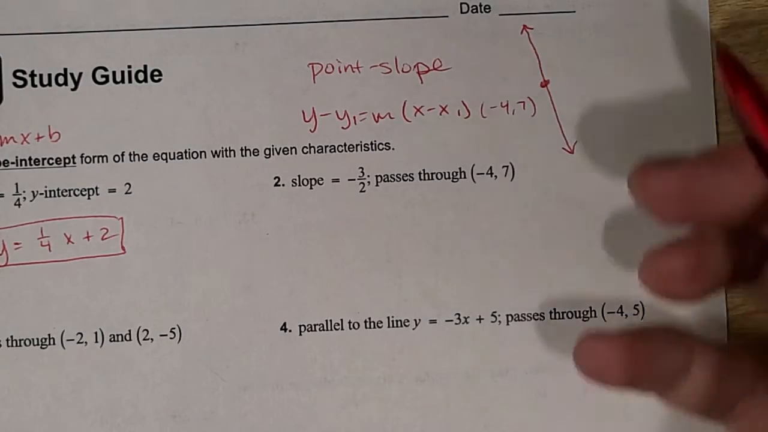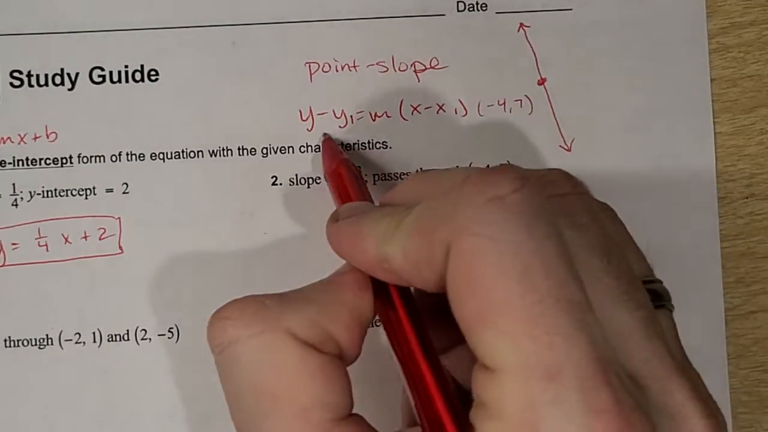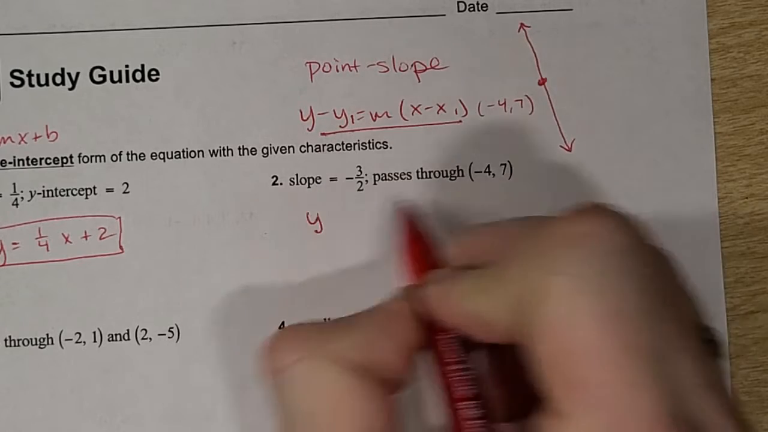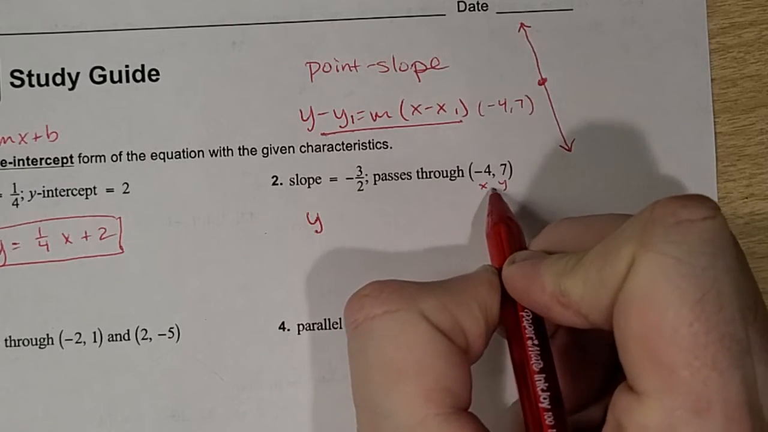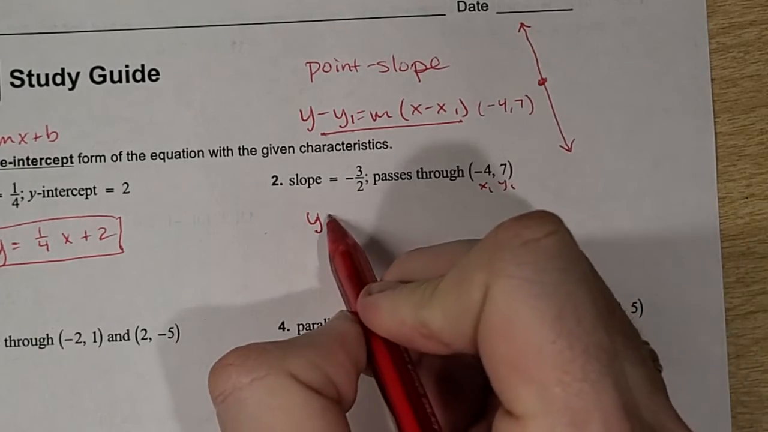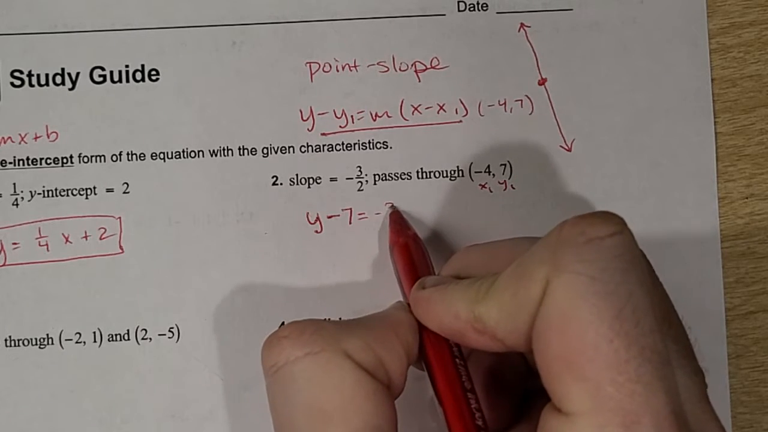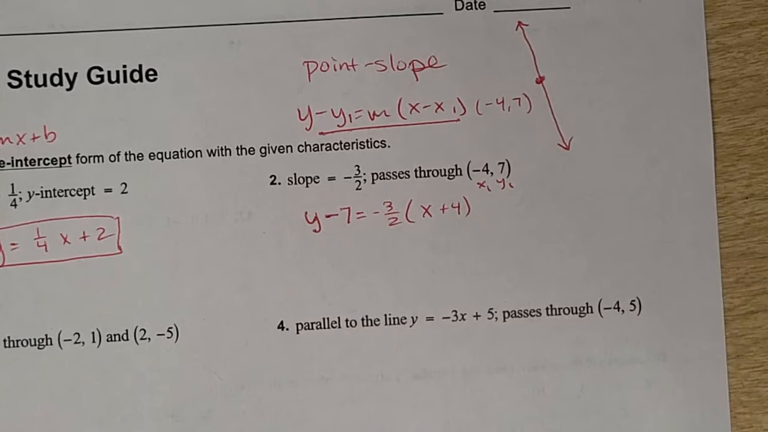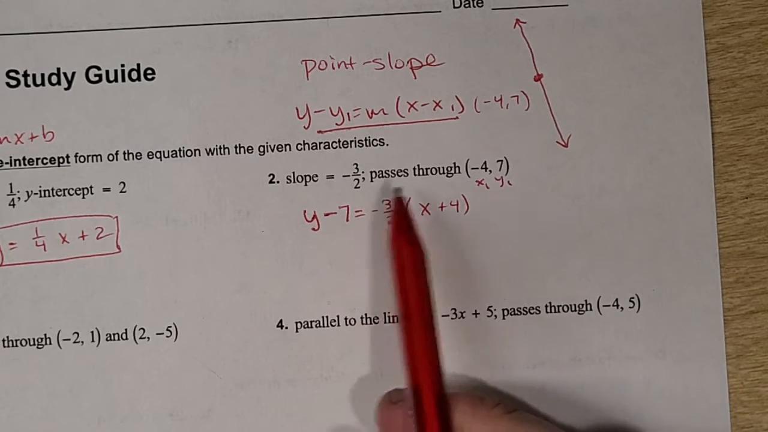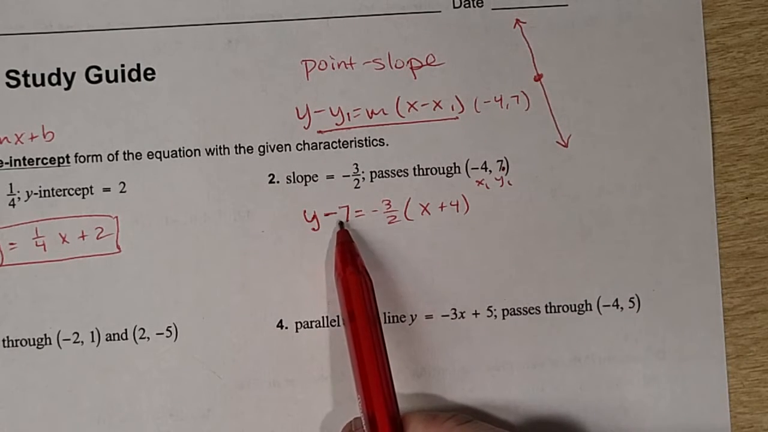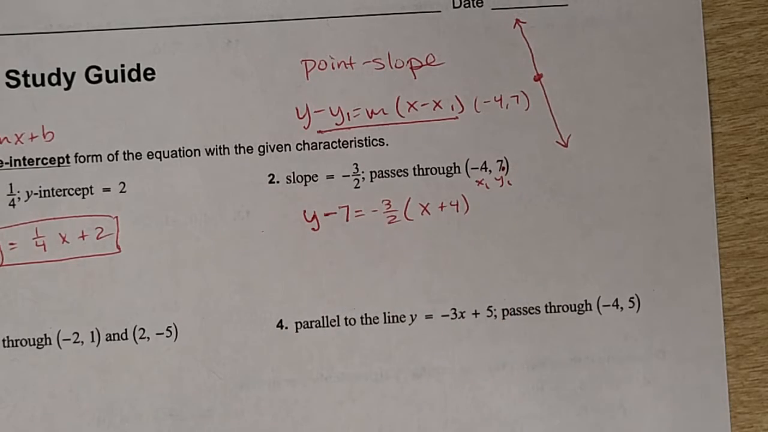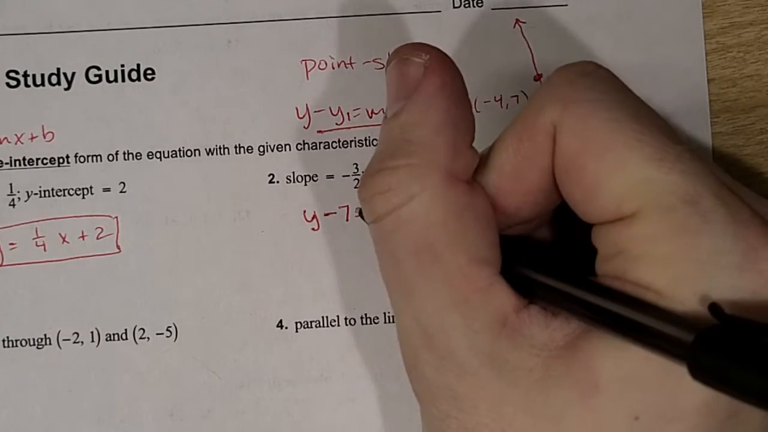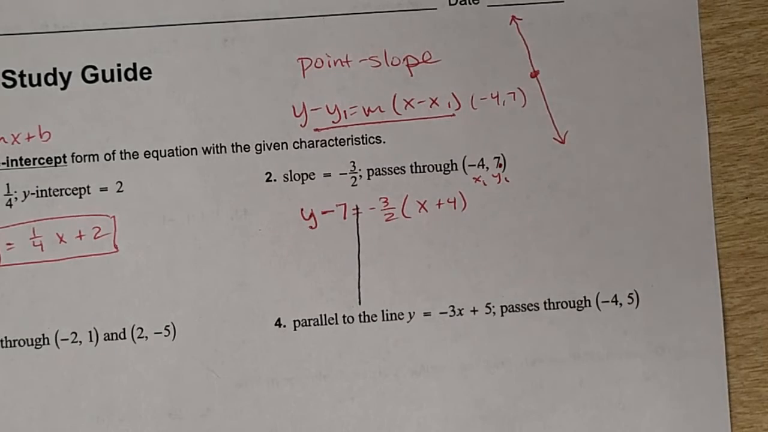Okay, so I'm going to plug my stuff in. This is my x and my y value, or x1, y1. So y minus y1 equals slope times x minus x1. Slope was given to me. The opposite of 7 is -7. The opposite of -4 is +4. I'm not done because I wanted it in slope-intercept form.